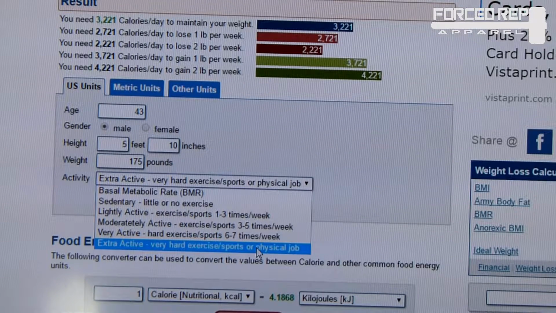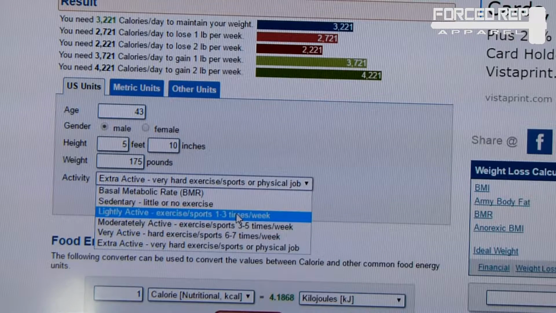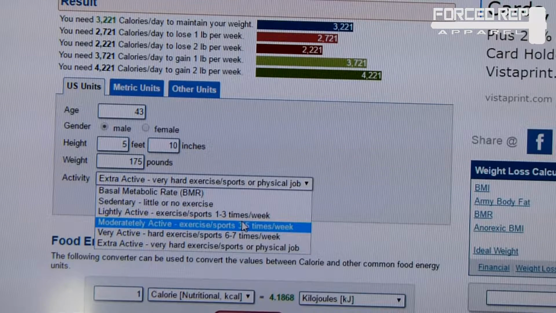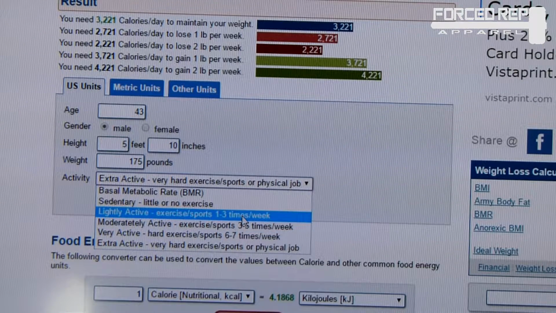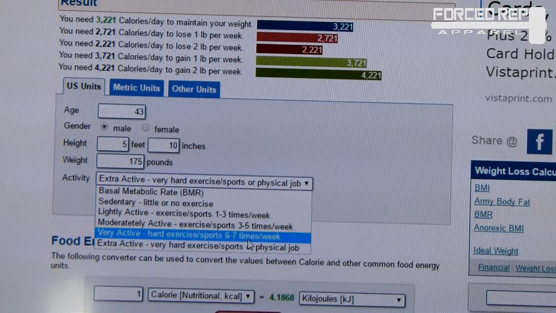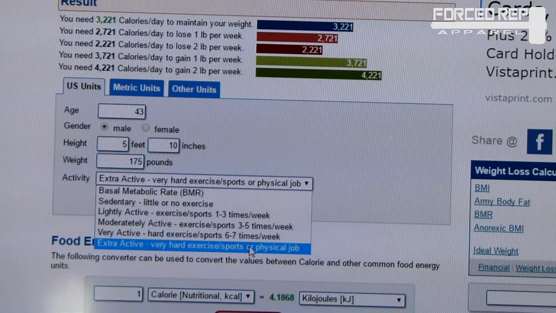If you're on the fence on one of these categories and you're trying to lose weight, go conservative. So if you're sitting in this area right here, but you're trying to cut weight, go with the lightly active option. If you're sitting in these two areas right here on the fence and you're trying to gain weight, go with the more aggressive one in order to make sure that you get enough calories in.